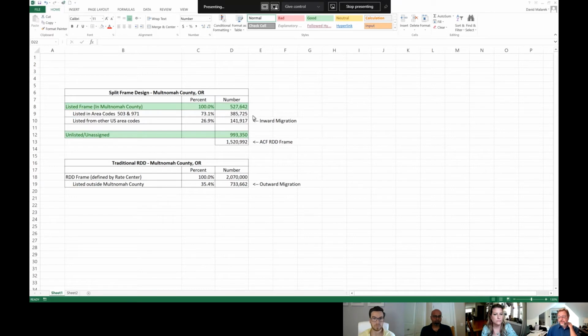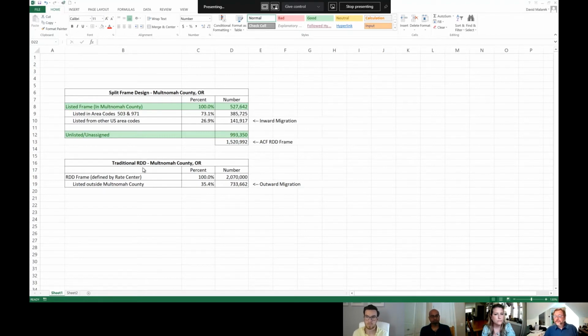So the two lines highlighted in green here really make up the two components of an ACF RDD that best fit Multnomah County. So I guess it's safe to say, this is the natural breakout, but depending on the client's objective, they can stratify, just use a disproportionate stratification to sample the listed versus unlisted at different rates as well. Correct, and that's absolutely correct.